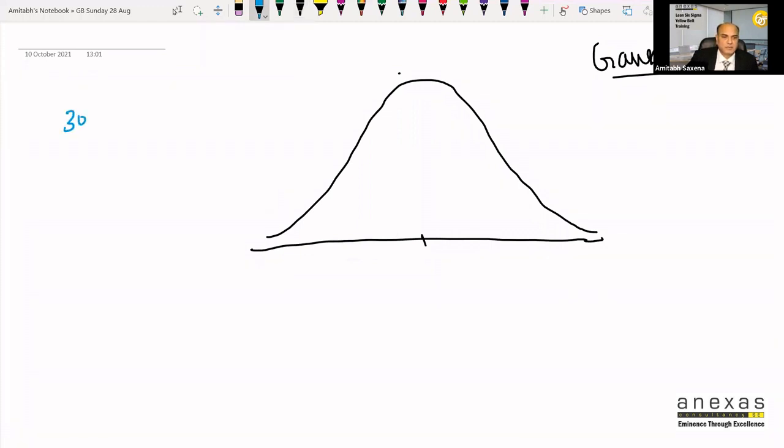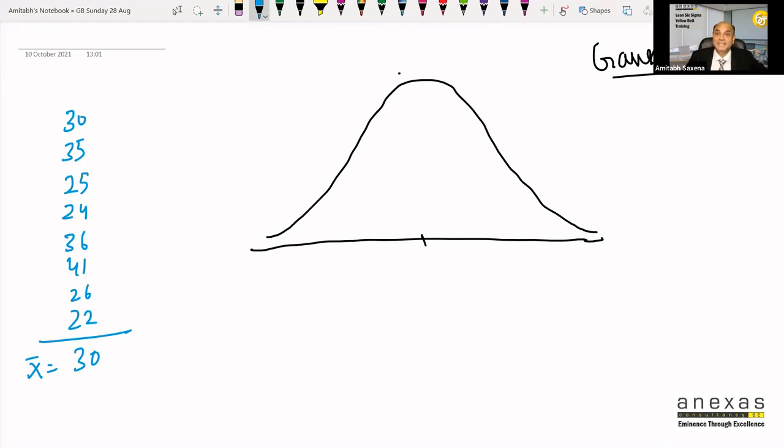one patient took 30 minutes, another patient took 35 minutes, one patient took 25 minutes, 24 minutes, and 36 minutes, and 41 minutes, and 26 minutes, and 22 minutes. It will have an average, which is 30 minutes, and it will also have a standard deviation. So all data will always have a standard deviation.